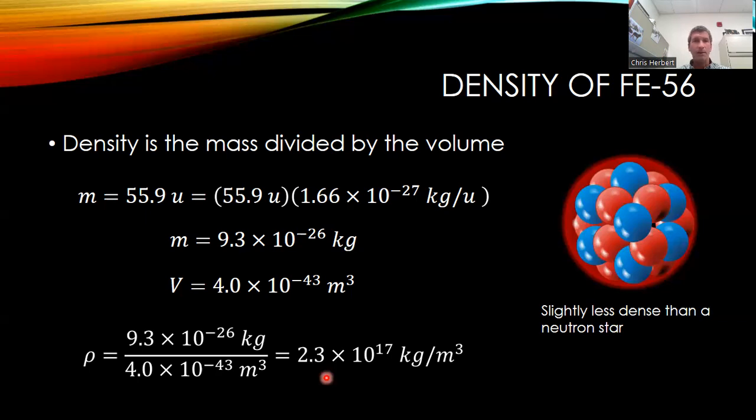But again, that is an overview of the basic properties of the nucleus in terms of atomic number, neutron number, atomic mass number, how large it is in terms of radius, how much volume, and finally, the mass and density.